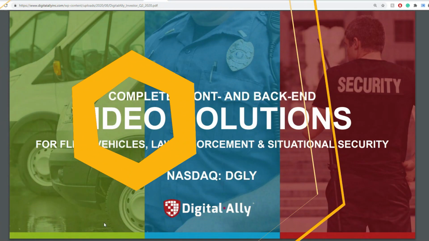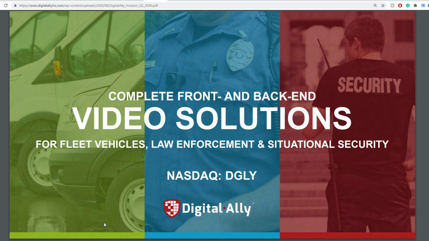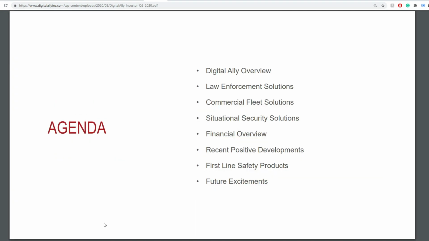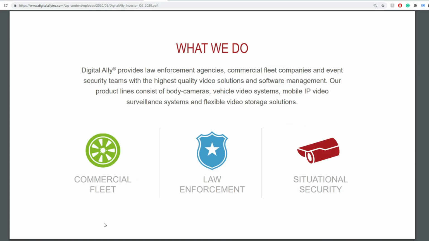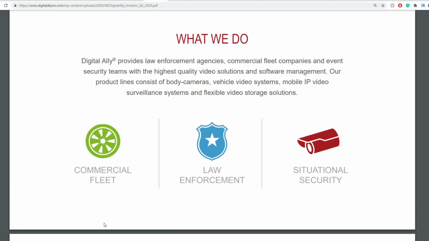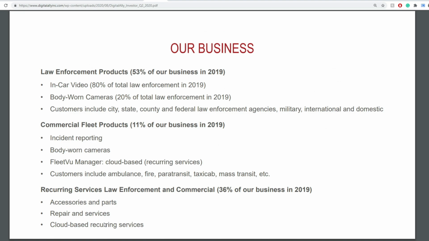Now let's take a quick look into the presentation, right? What do these guys make? All right, video solutions. So basically, they work for, let's say, Amazon services, partnerships, police, Royal Caribbean International, basically surveillance, if you think about it. Commercial fleet, law enforcement, situational security. So surveillance, security, etc. Their business is law enforcement products at around 53% of the business, commercial fleet is around 11%, and recurring services, law enforcement and commercial, is 36% of their business.